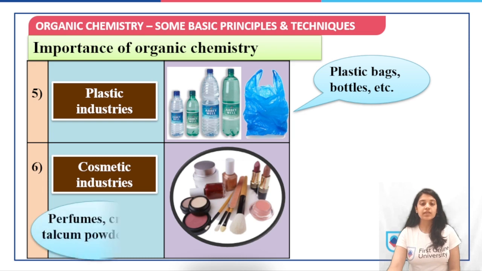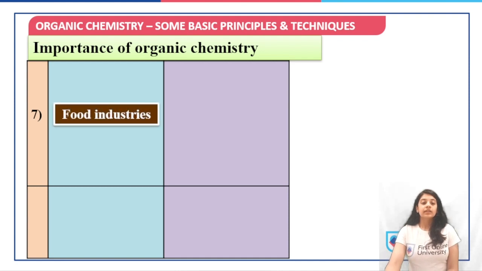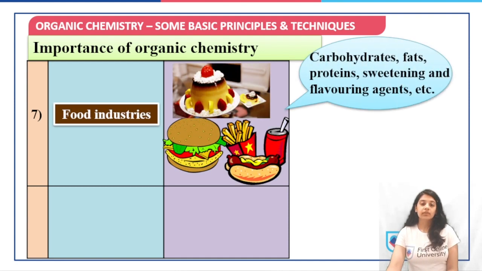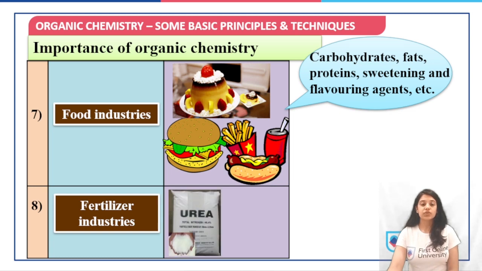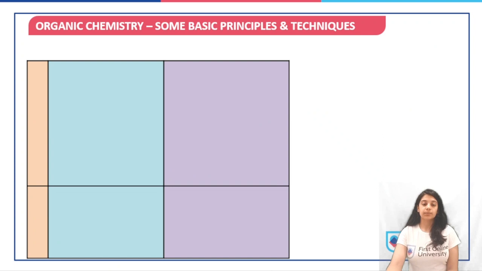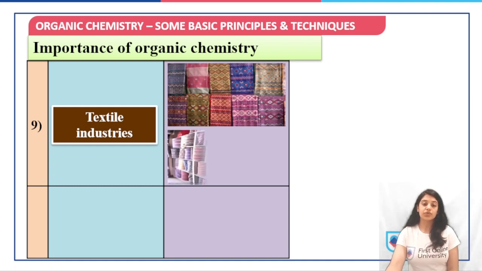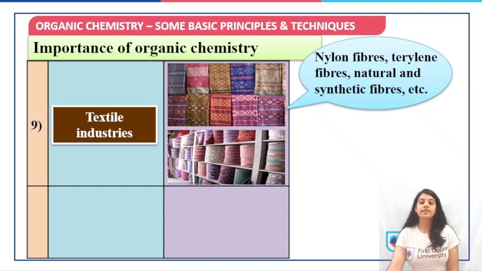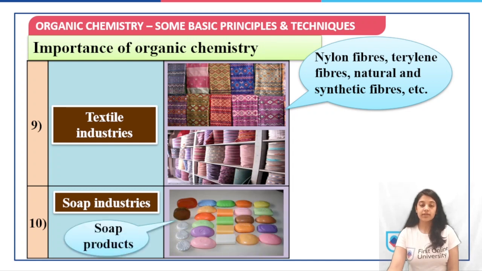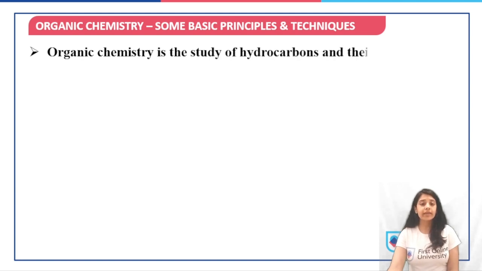Then we have cosmetic industries: perfumes, creams, talcum powders, all these contain organic compounds, apart from the inorganic compounds, definitely. Food industries: carbohydrates, fats, proteins, sweetening agents, flavoring agents. Then in the fertilizer industry, urea, which is used in fertilizers. The ninth industry where these organic compounds are used are textile industries, in the form of nylon fibers, terephthalene fibers, natural and synthetic fibers. In the soap industries, where we have the soap products. And this way, organic chemistry is the study of hydrocarbons and their derivatives.